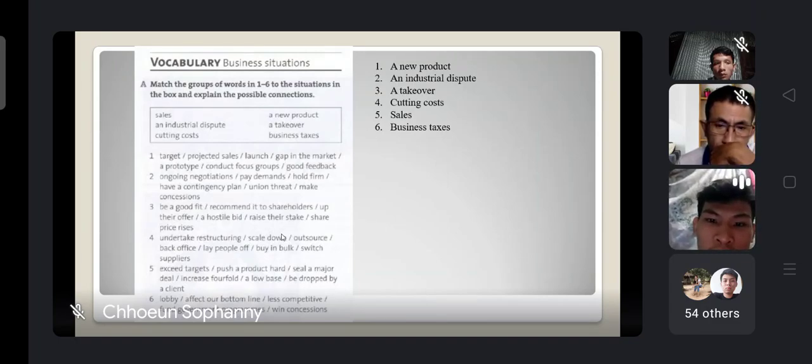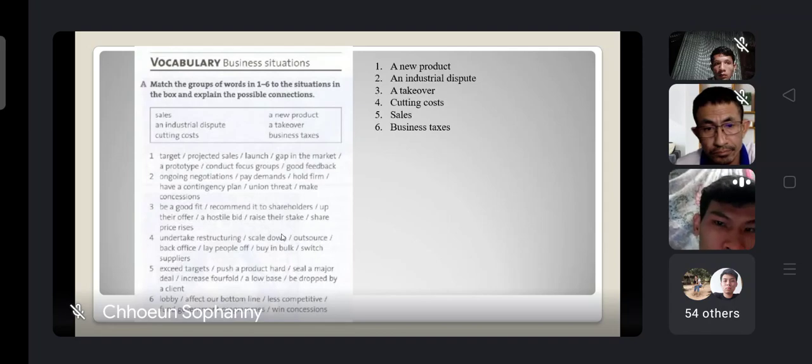And number 4 is cutting costs. Cutting costs means you need to decrease some amount of money spent on services or on purchasing something for your company. So that means you need to cut costs because your profit is not good. Sales here refer to the items or products that we sold every year or every month. We call sales. And also get back the money.